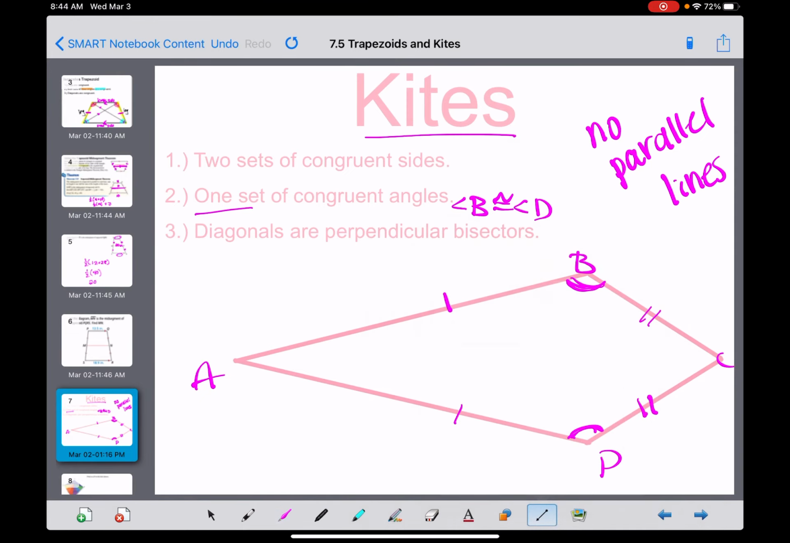And finally, our diagonals intersect at a perpendicular. This is similar to a rhombus and a square. So they cross at a perpendicular. And I shouldn't say bisector because A to the midpoint is not the same as M to the midpoint, or midpoint to C. So they just cross and they are perpendicular. So they form a 90-degree angle.